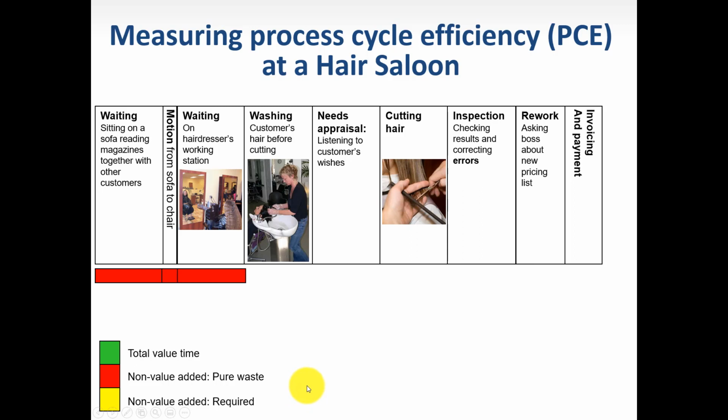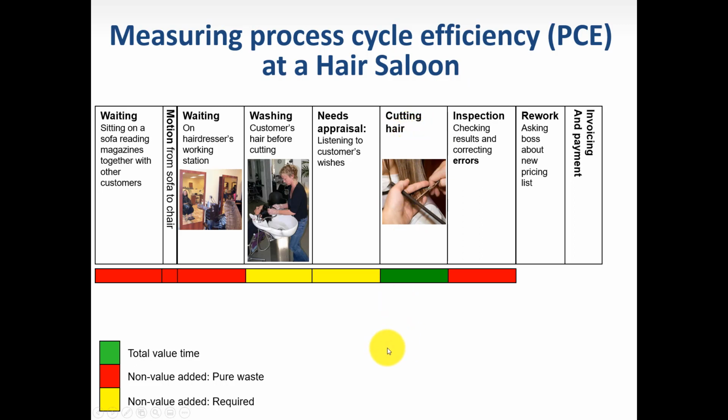Waiting, waste. Any form of waiting is waste. But washing is something that can be considered waste because you also don't go to a hairdresser to get your hair washed. That's kind of weird. But very often it is required. So let's just color that with yellow. Needs appraisal is kind of an administrative thing, so we can also call it yellow. But the cutting of the hair is definitely green, because the reason why you go to a hair salon is for that purpose, that's right.